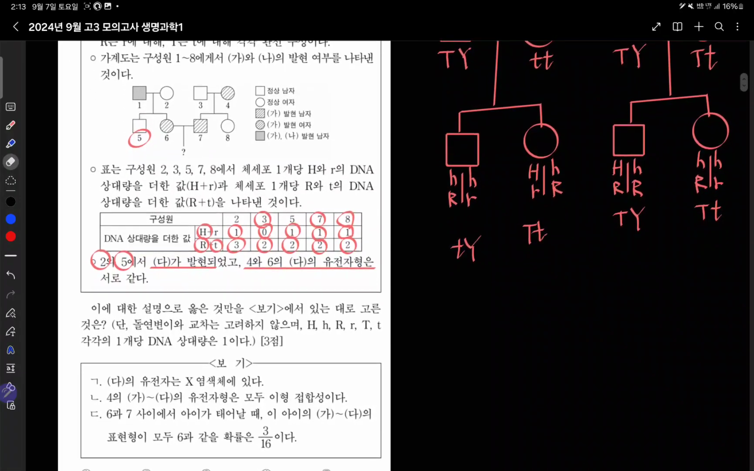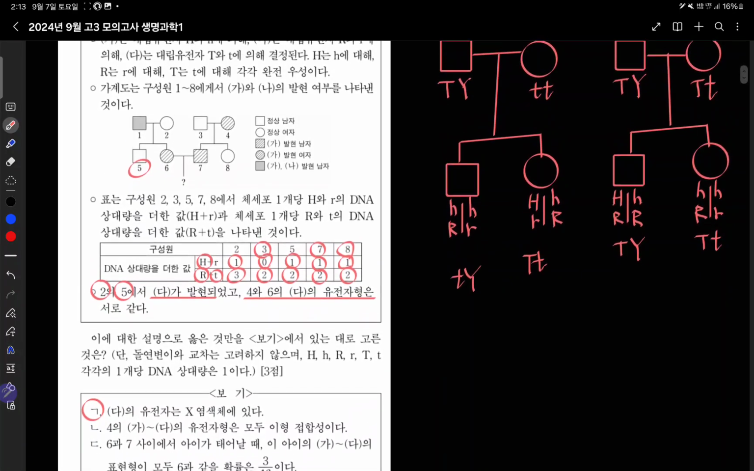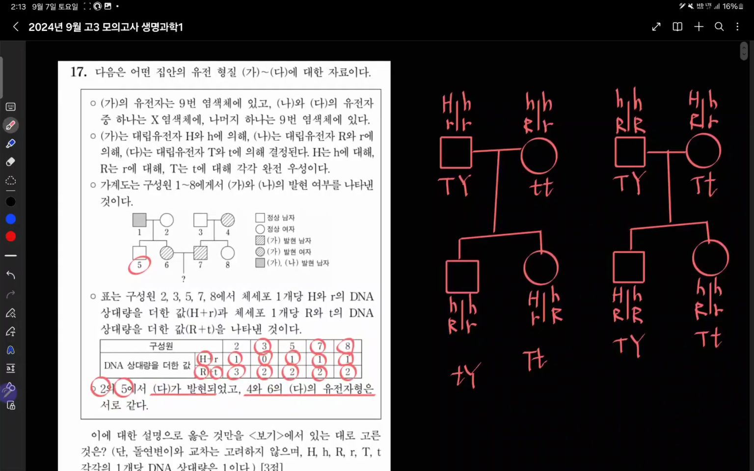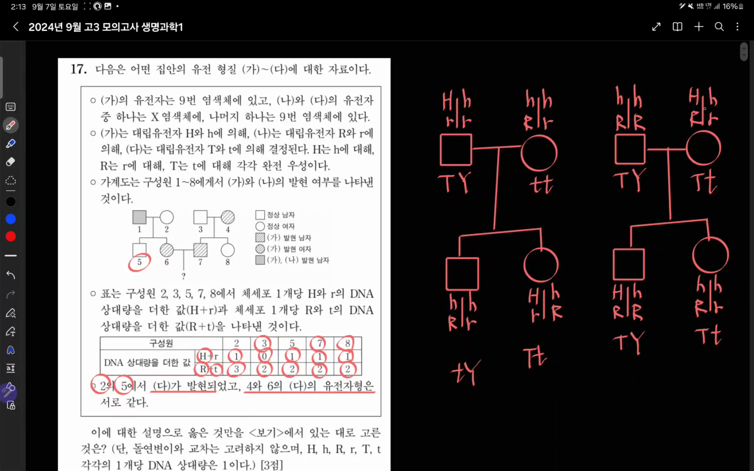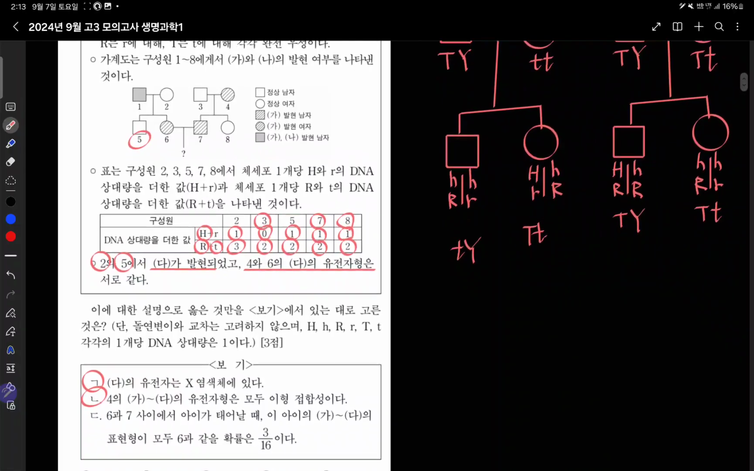So the first statement is true. The gene for the third trait is located on the X chromosome. And the second statement is also true. Individual number 4 is heterozygous for all the 3 traits.